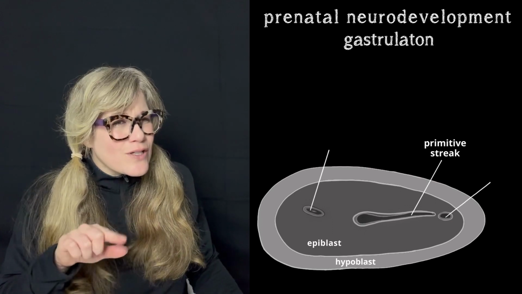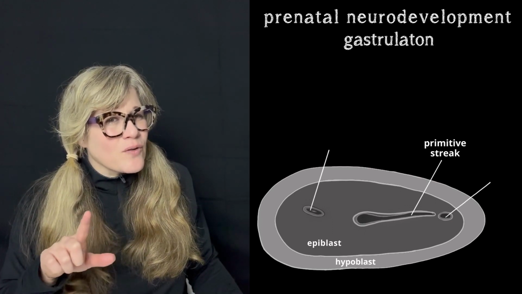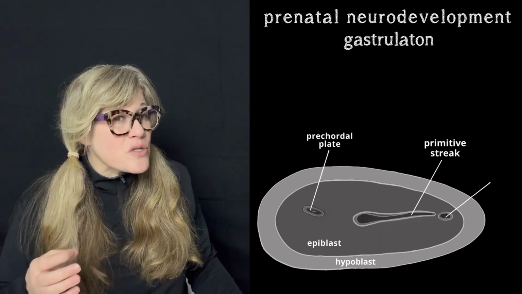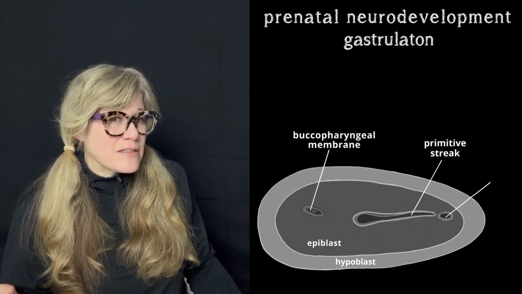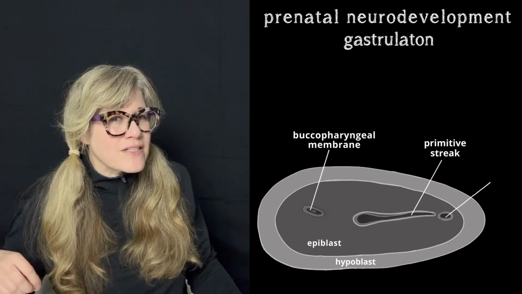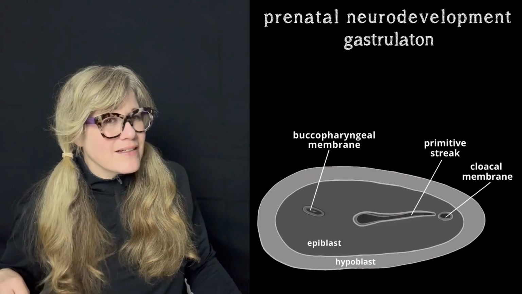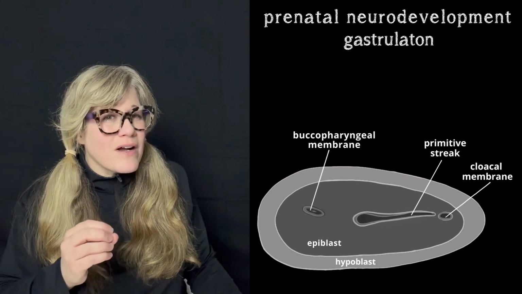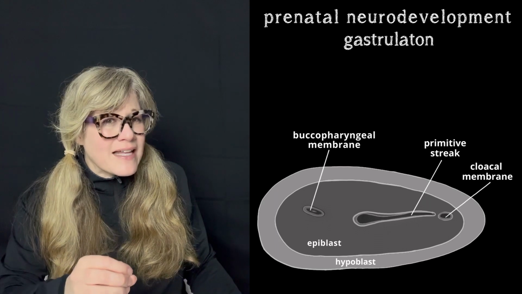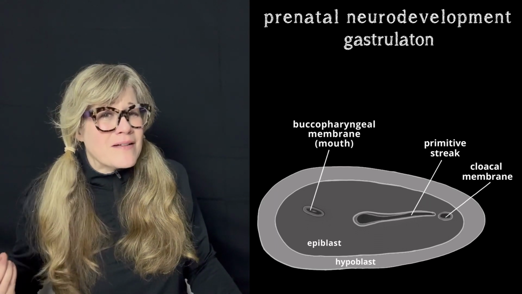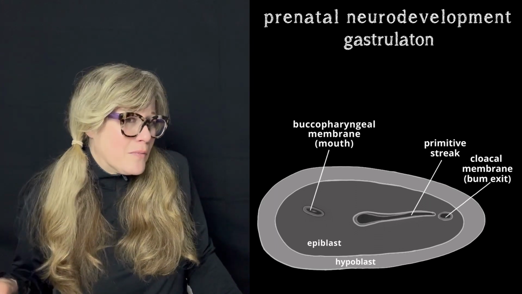There's also a circular indentation that develops at the cranial end, and that's called the precordial plate. It will eventually develop into the buccopharyngeal membrane. And at the caudal end, another plate will eventually develop into the cloacal membrane. This is the beginning of your body's major axes. The buccopharyngeal membrane at the cranial end will eventually become your mouth hole, and the cloacal membrane at the caudal end will become your bum hole.